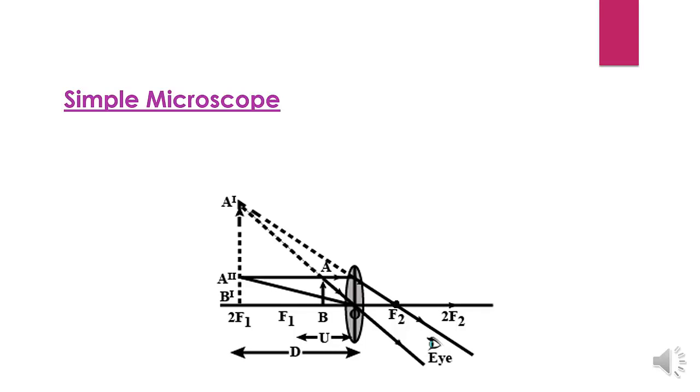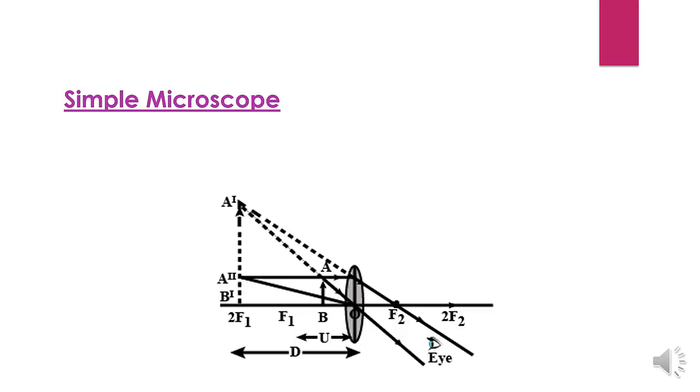If we keep the object over here, then by viewing it through the simple microscope, we can see it as much bigger than the original one. In the case of a simple microscope, we will be using only one lens. The object will be placed within the focus, between the principal focus and the optic center. Between these 2 points, we will be keeping the object. And the image will be forming at the least distance of distinct vision.